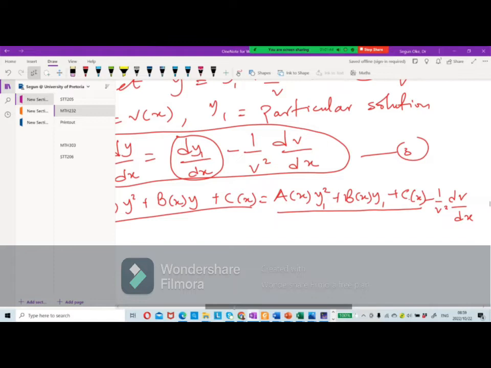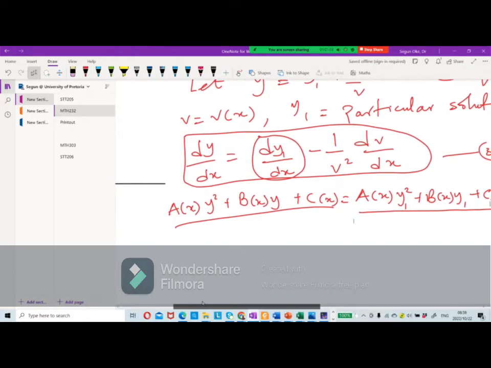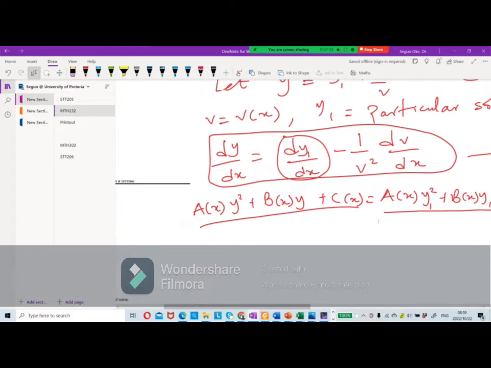Minus 1 over v squared dv dx. Are you okay with that now? Can we proceed? I'm waiting for you guys. Yes, sir. Okay, if that is the case, let's look at this.